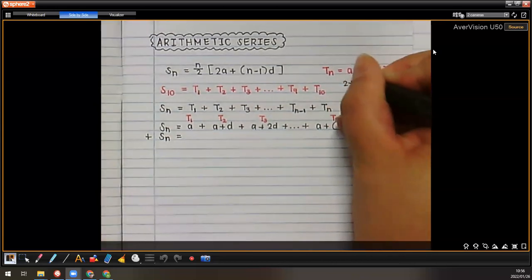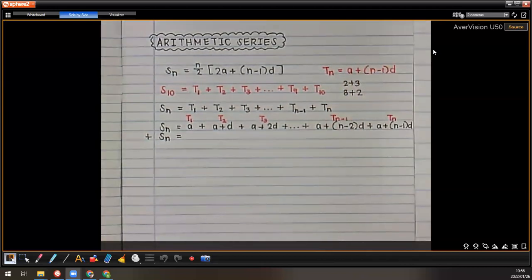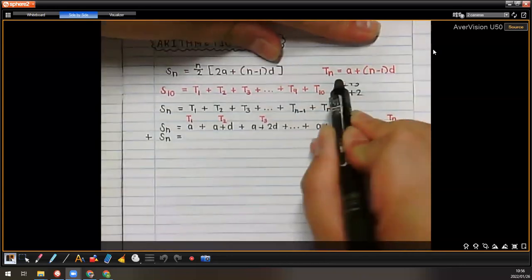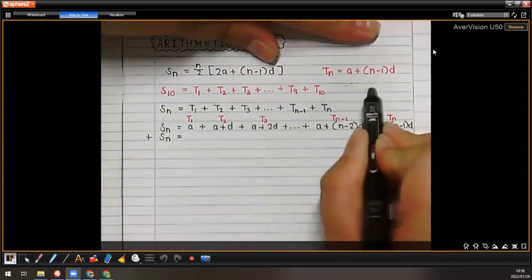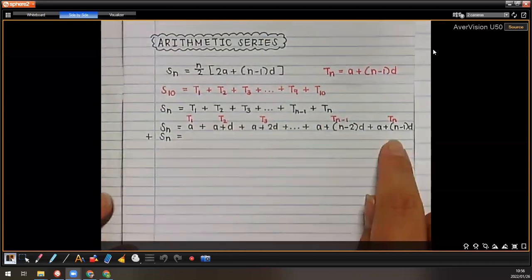2 plus 3 is the same as 3 plus 2. So you can change the order in which you add things together. And that is what we're going to do for the next line. Okay, so the important thing for this proof is that you are able to set up your first line.